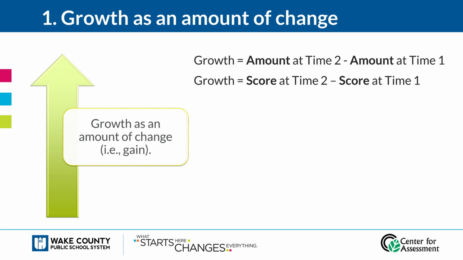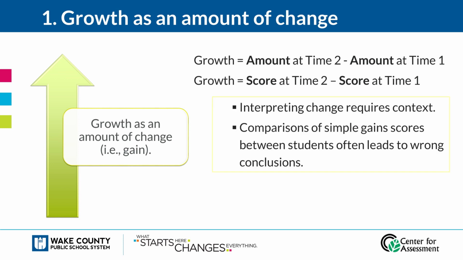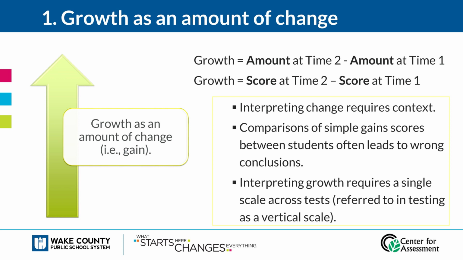Although calculations are simple, interpreting growth is not as simple as it seems. Interpreting change requires context. Comparison of simple gains scores between students often leads to the wrong conclusions, as we'll see in the next couple of sections. It also requires a single scale across tests, referred to in testing as a vertical scale, which North Carolina doesn't have on its state assessments, but might exist on some interim assessments administered by districts.